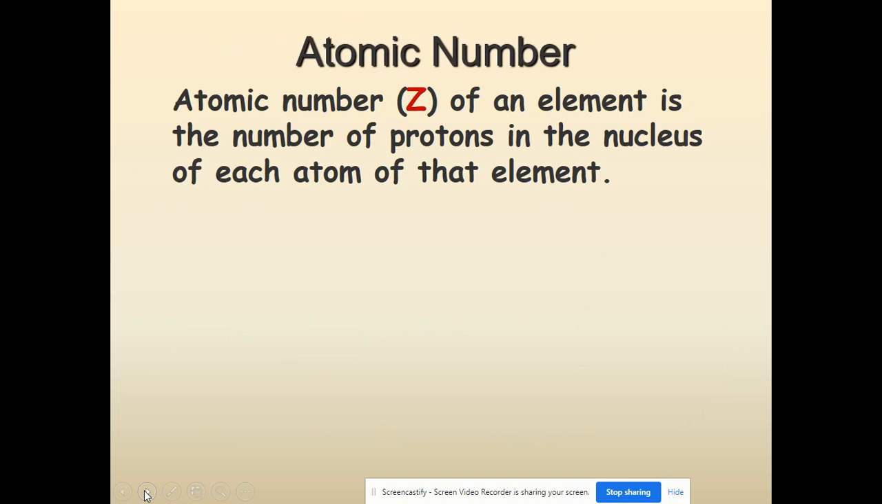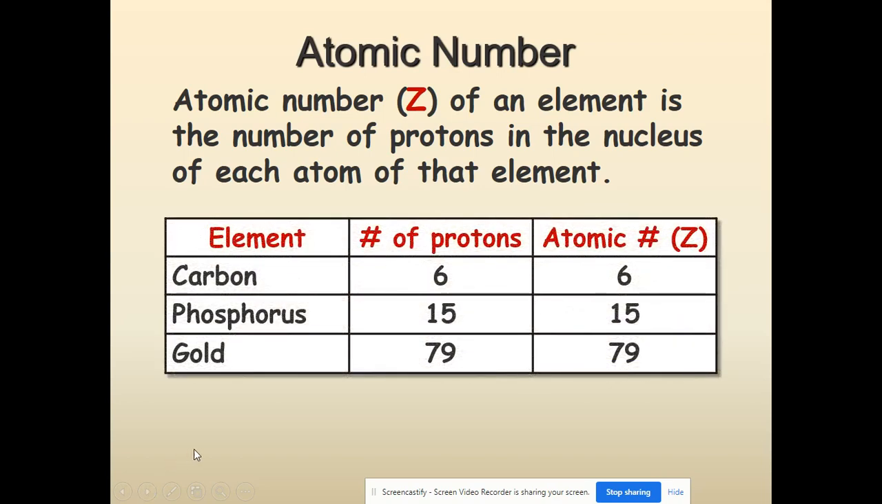Now, the atomic number is referred to as Z, and this is the number of protons in the nucleus of each atom of that element. So, if we look at some common elements, carbon has an atomic number of 6. So, Z is 6. 6 is the number of protons. Phosphorus has 15 protons if you see in your periodic table, so its Z is 15, and gold has 79. So we could find out the number of protons or the atomic number just by looking at a periodic table. It's pretty easy to figure out.